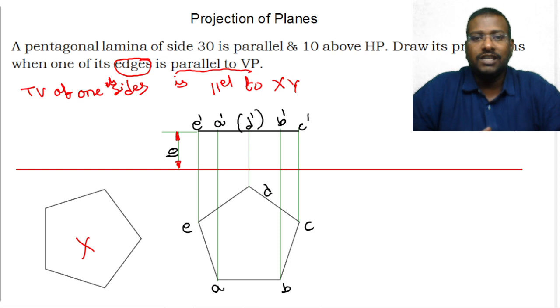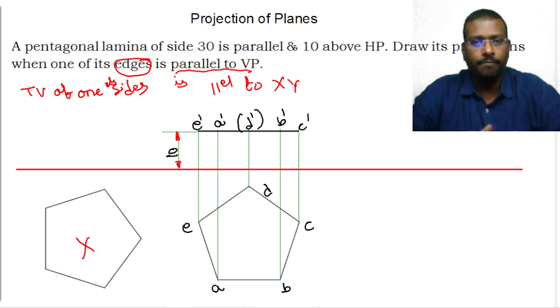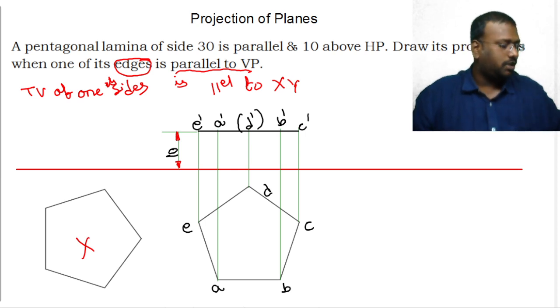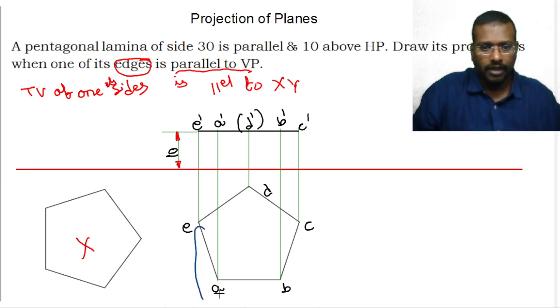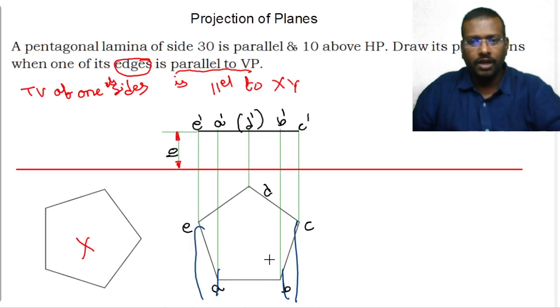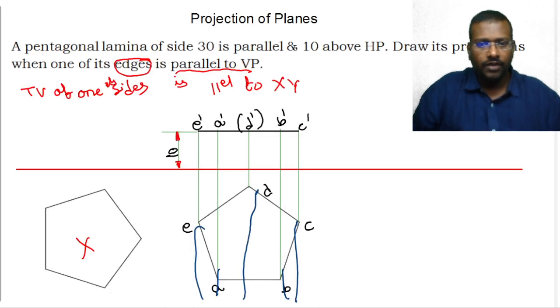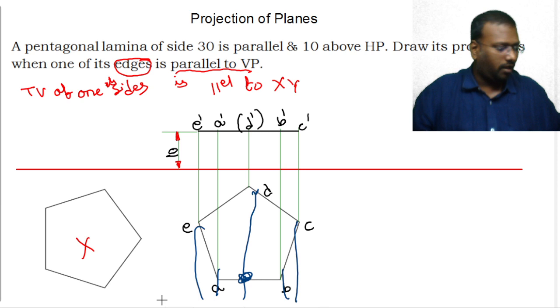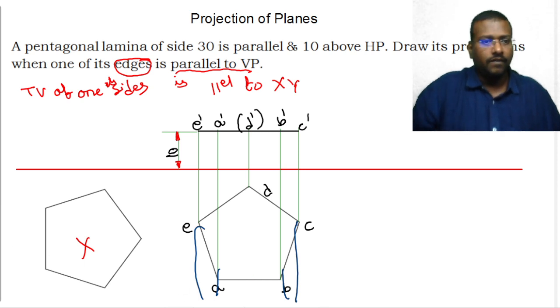How should I know whether it is visible or hidden? If you have a doubt in the front view, you try to send the rays here like this. Before reaching the point, if it is disturbed, it should be hidden. If it is not disturbed, it should be visible. I hope you got the clarity now.